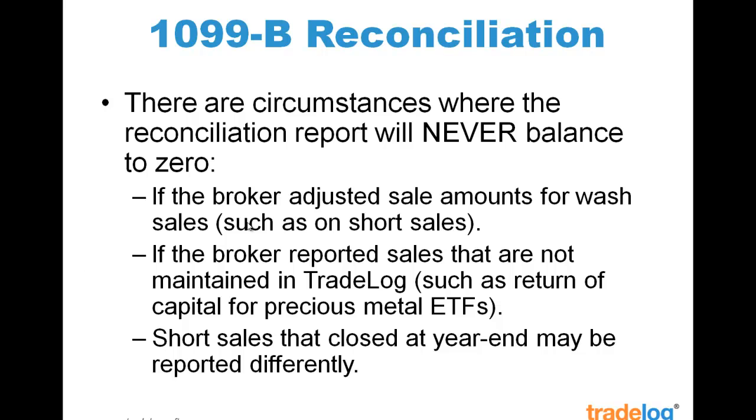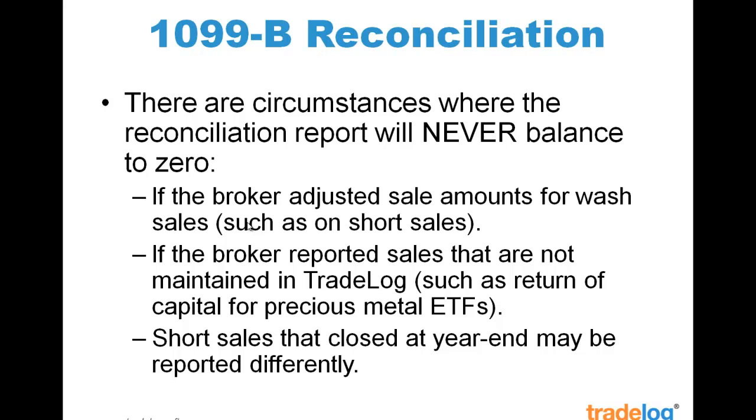But keep in mind that with all the changes that have gone on with 1099, there are circumstances now where the reconciliation report will never balance to zero. 3 examples that I'll give. If your broker adjusted sale amounts for wash sales, such as on short sales, you're never going to get a balanced reconciliation report.